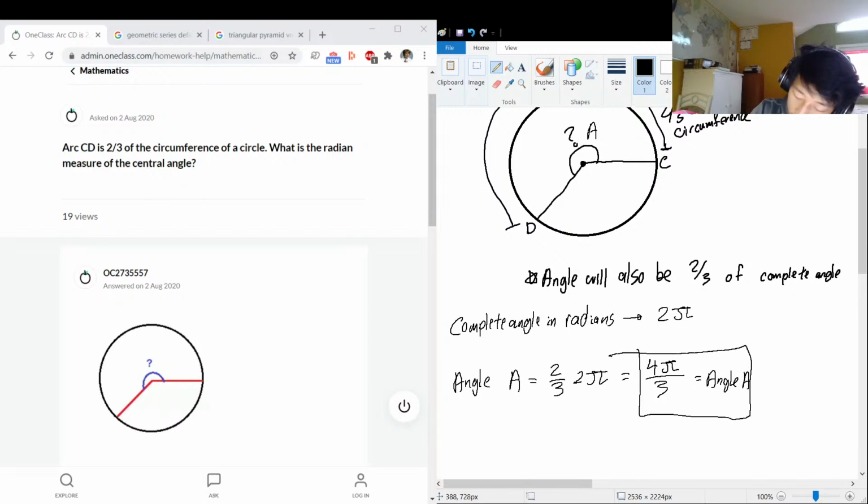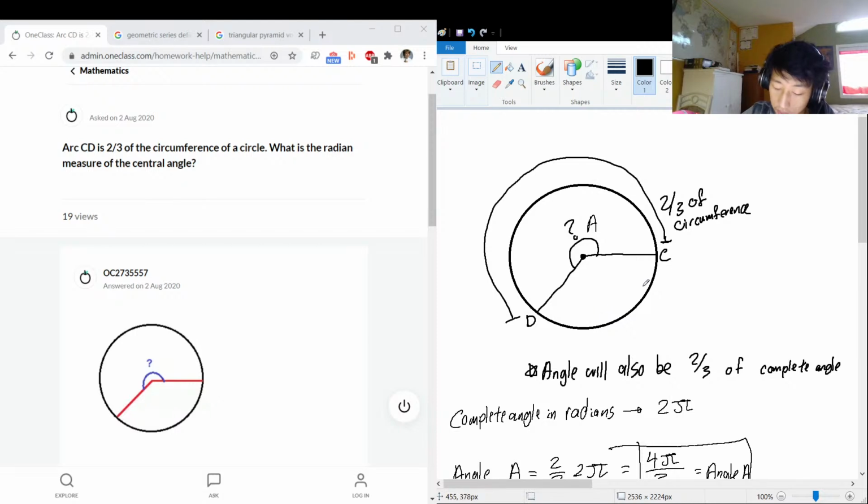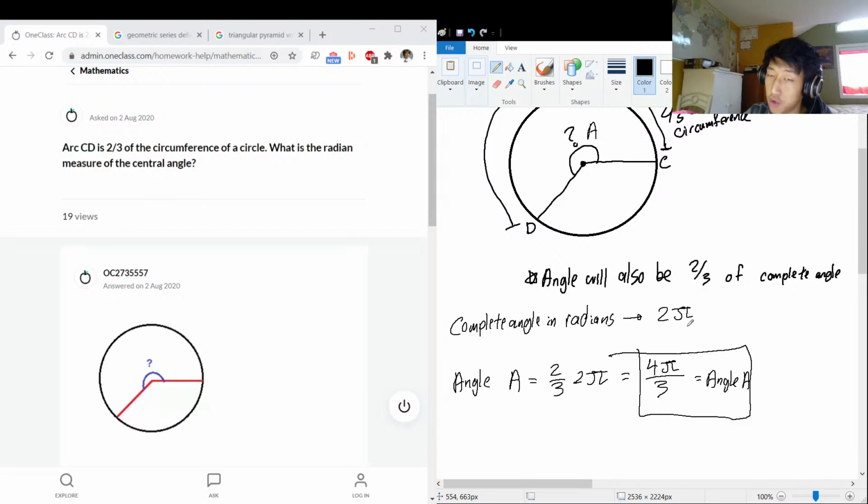So just as a recap, we got to know that our arc length is 2/3 of the whole circle, and we know that that's only possible if you're also doing 2/3 of the full angle of the whole circle. The full circle is 2 pi radians for the central angle, and 2/3 of that, 4 pi divided by 3, as our math shows, and that would be our final answer.